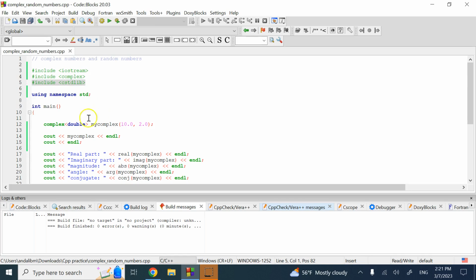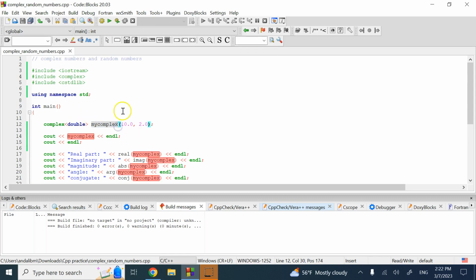The way you define a complex number is you say the variable is complex, and you can define it to be integer, double, or anything. Right after complex, you say what the type of the real part is and what the type of the imaginary part is. Do they have decimals or not? In this case they do, so I use double.